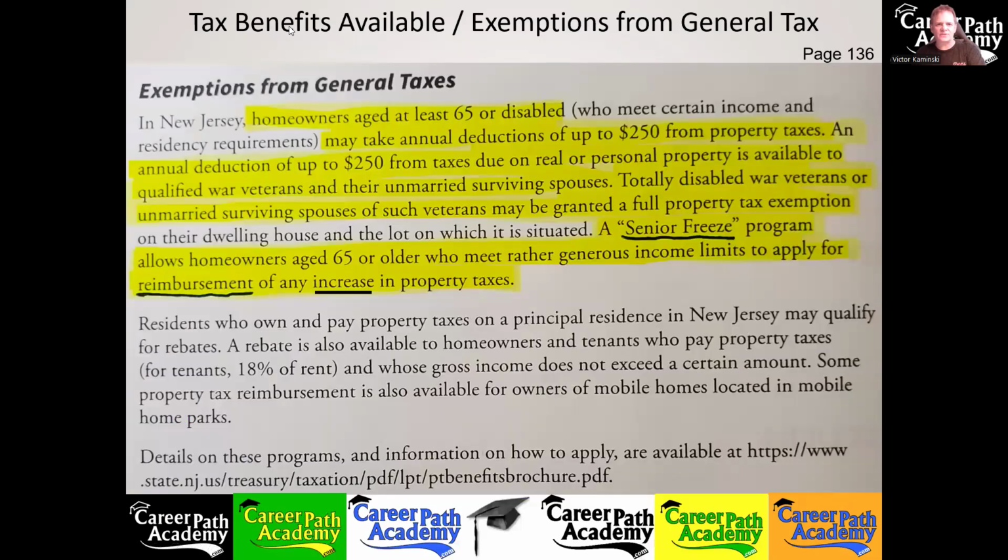There we go. Exemptions from the general taxes. We could highlight that on page 136. This is talking about some of those programs I had in a previous slide. Now, if you're a renter in New Jersey, you could also qualify for these rebates as well. It's estimated that about 18% of your rent is used by the landlord to pay their taxes. So the tenant can deduct up to 18% of their rent on their taxes as well.